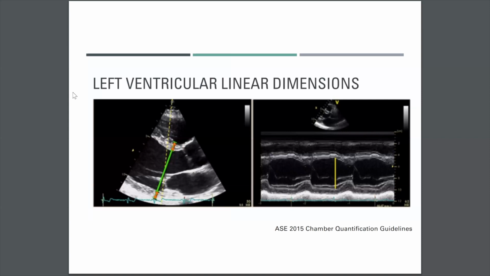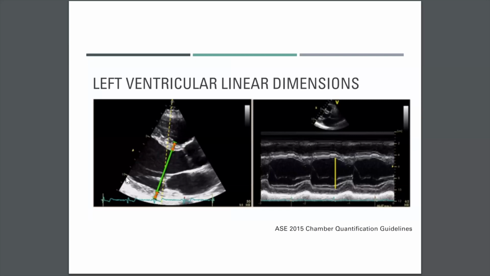But first, when we look at LV dimensions, there are a couple of different ways we can measure them. In terms of the linear dimensions, the two common ways we often assess are using a snapshot of the LV in parasternal long axis, measuring the LV inner dimensions in systole and diastole, as well as using M mode.